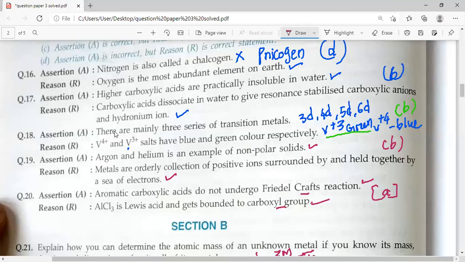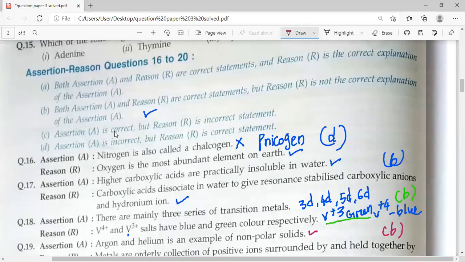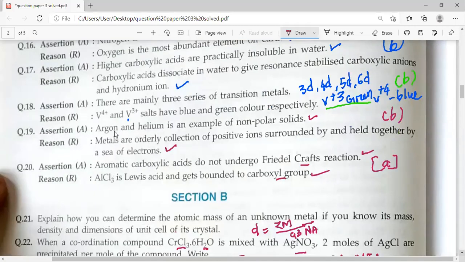Higher carboxylic acids are practically insoluble in water. So both the statements are correct, and they do not give reason to each other. So we can say that both assertion A and reason R are correct statements, but reason is not the correct explanation of the assertion A, and that is why the option B is correct for this question number 17.